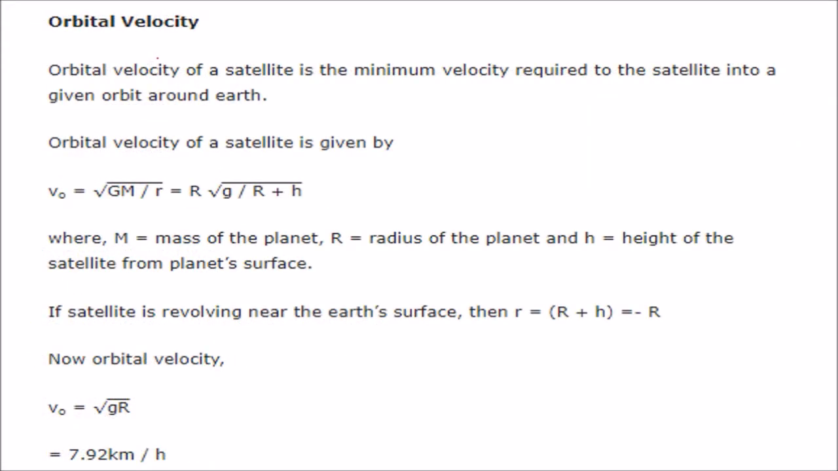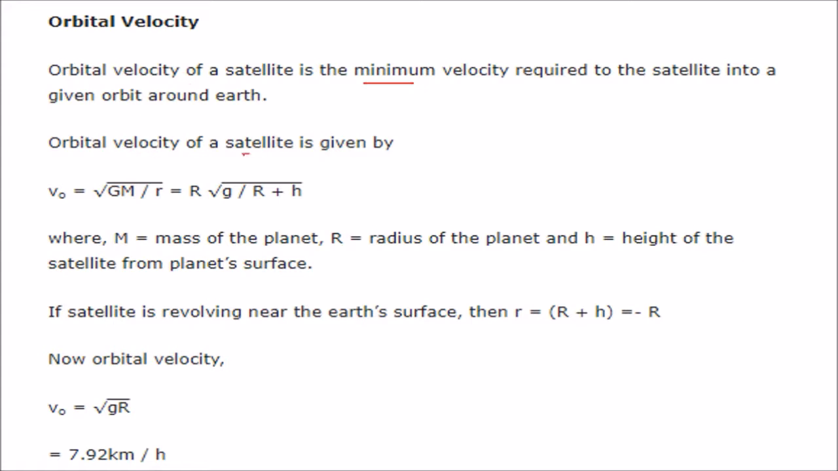Then we have orbital velocity. Orbital velocity of a satellite is the minimum velocity required to put the satellite into a given orbit around Earth. So some velocity is needed in order for the satellite to orbit around the Earth. So this is the orbital velocity.